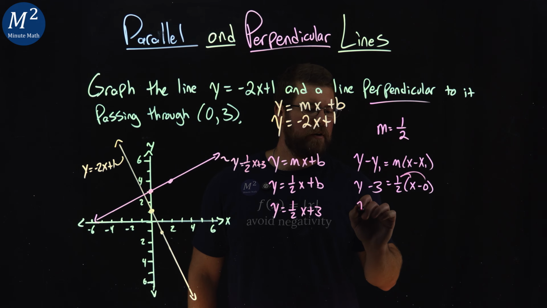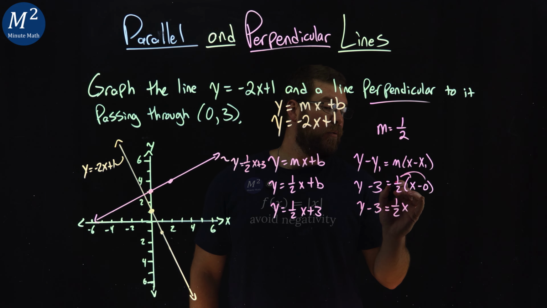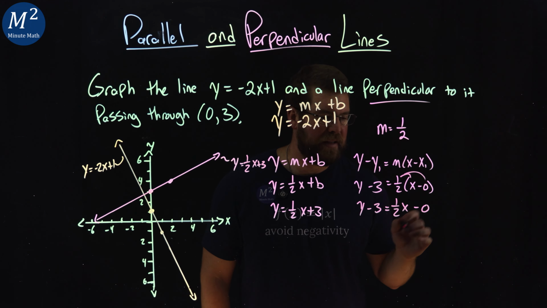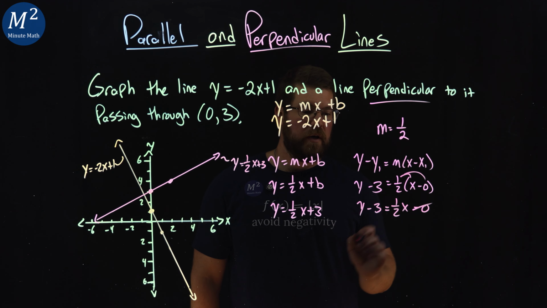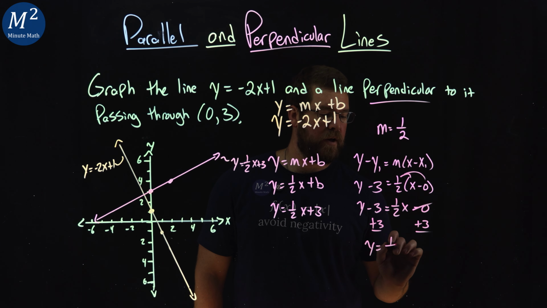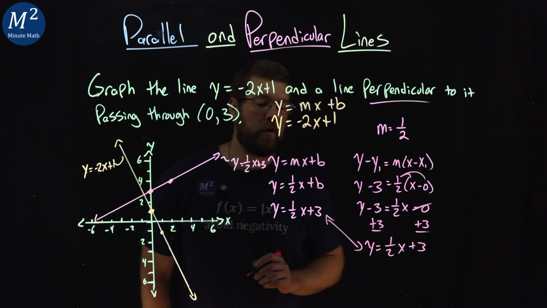Distribute the 1/2 here, y minus 3 equals 1/2 x. 1/2 times 0 is still 0, so minus 0. We don't need that anymore. Cross that off. We then just have to add a 3 to both sides, and y equals 1/2 x plus 3. Look, they're the same.